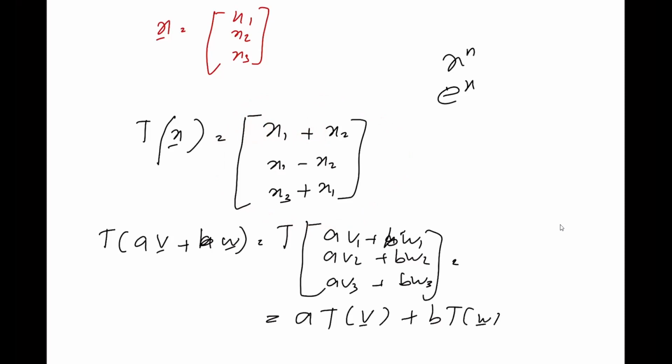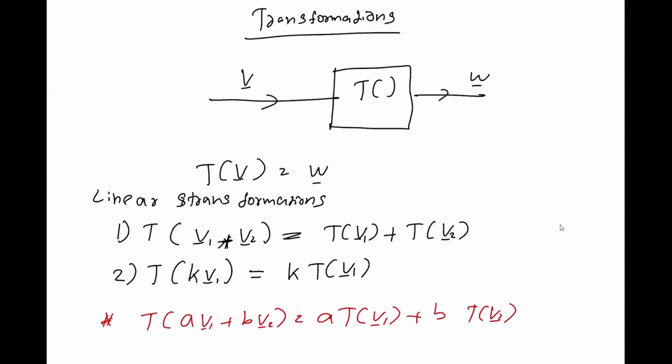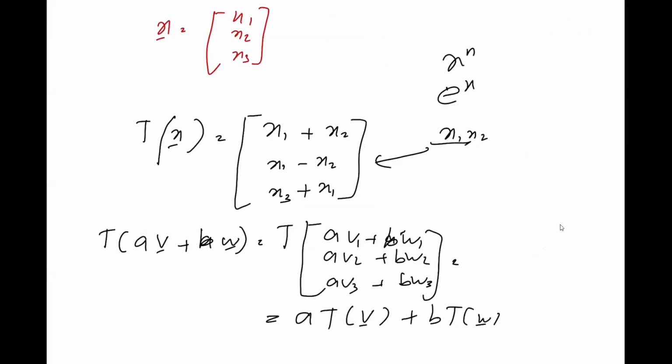If you have this type of thing, with no powers and no multiplication, you can straight away say this is a linear transformation. You can always check for this condition, but as a rule of thumb, or a quick shortcut, you can clearly see it in something like this. Okay.